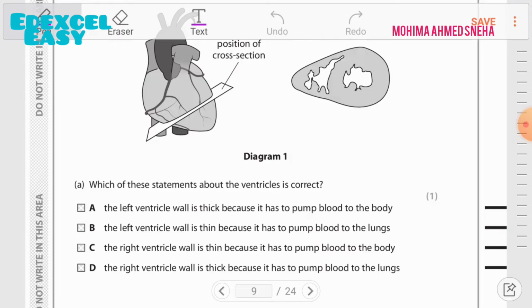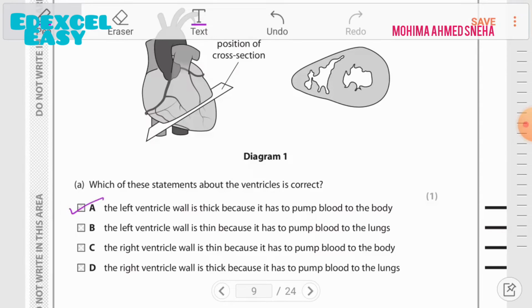So we need to justify which out of these four statements is correct. The first one says that the left ventricle has a much thicker wall compared to the right ventricle, as the left ventricle has to pump blood to the entire body, which is actually correct. So let me say it's correct.